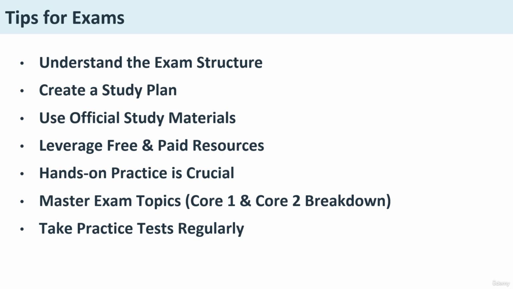Now, we'll come to Core 2, which is 220-1102. Key topics: operating systems will cover 31% of the exam weightage. Windows, macOS, Linux, and CLI commands will be covered. Then security, where 25% of the weightage will cover topics like malware, encryption, authentication, etc.